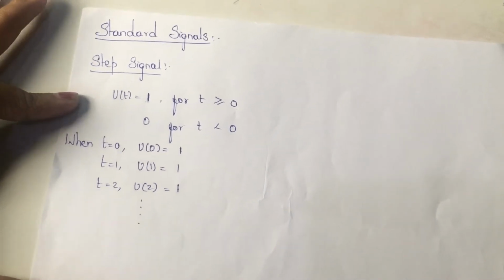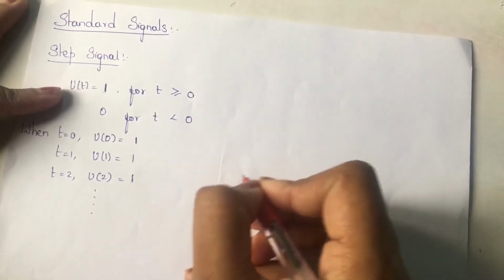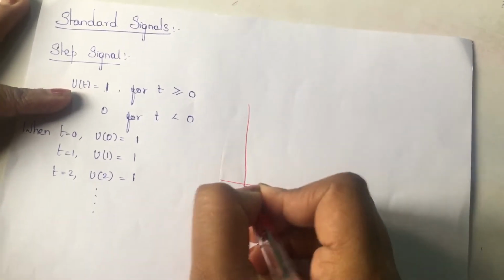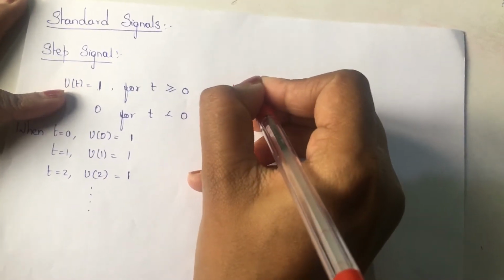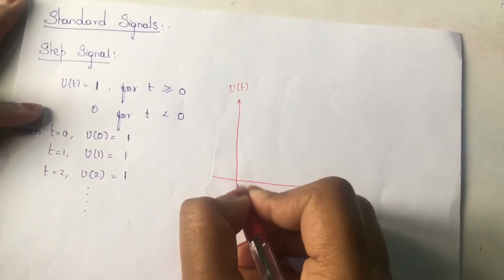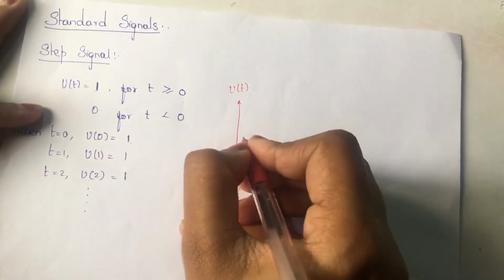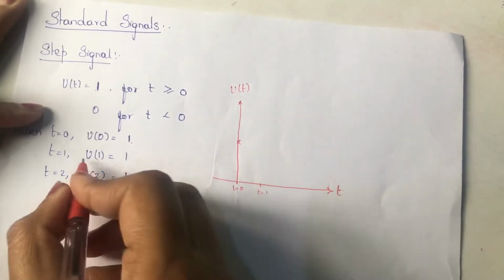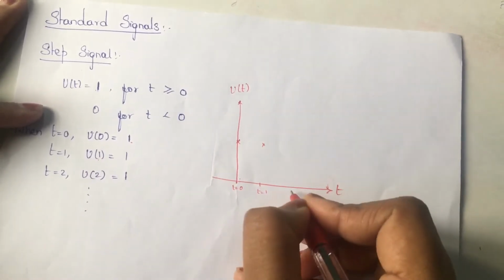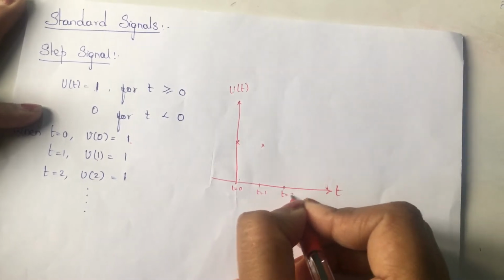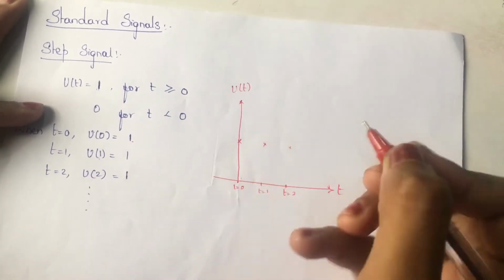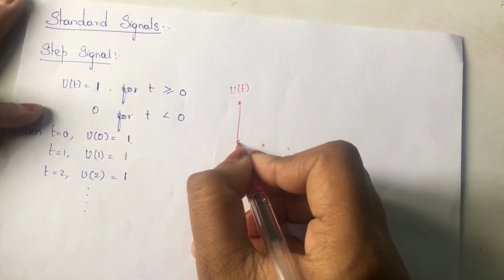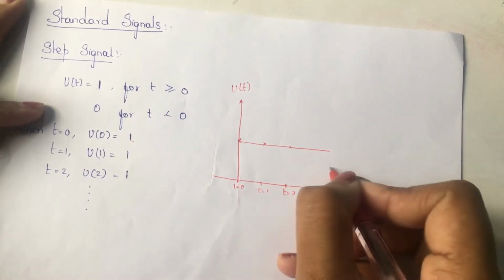When I represent this graphically, the x-axis is t and the y-axis is u of t. Here when t is equal to 0, u of 0 is 1. When t is equal to 1, u of 1 is equal to 1. When t is equal to 2, u of 2 is equal to 1. Since it is a continuous time signal, we need to draw the diagram in a continuous manner, so it keeps going.